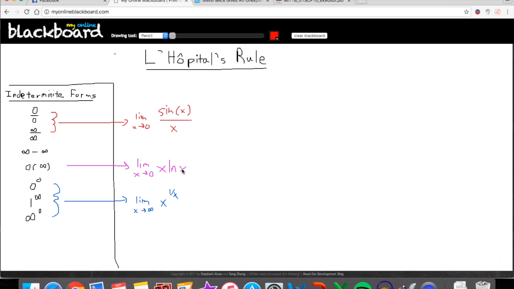ln of 0 is infinite, because there's an infinite line over here. If you just want to see the quick graph of an ln, it looks like that. So as you can see, when it goes to 0, it approaches some sort of infinite value.